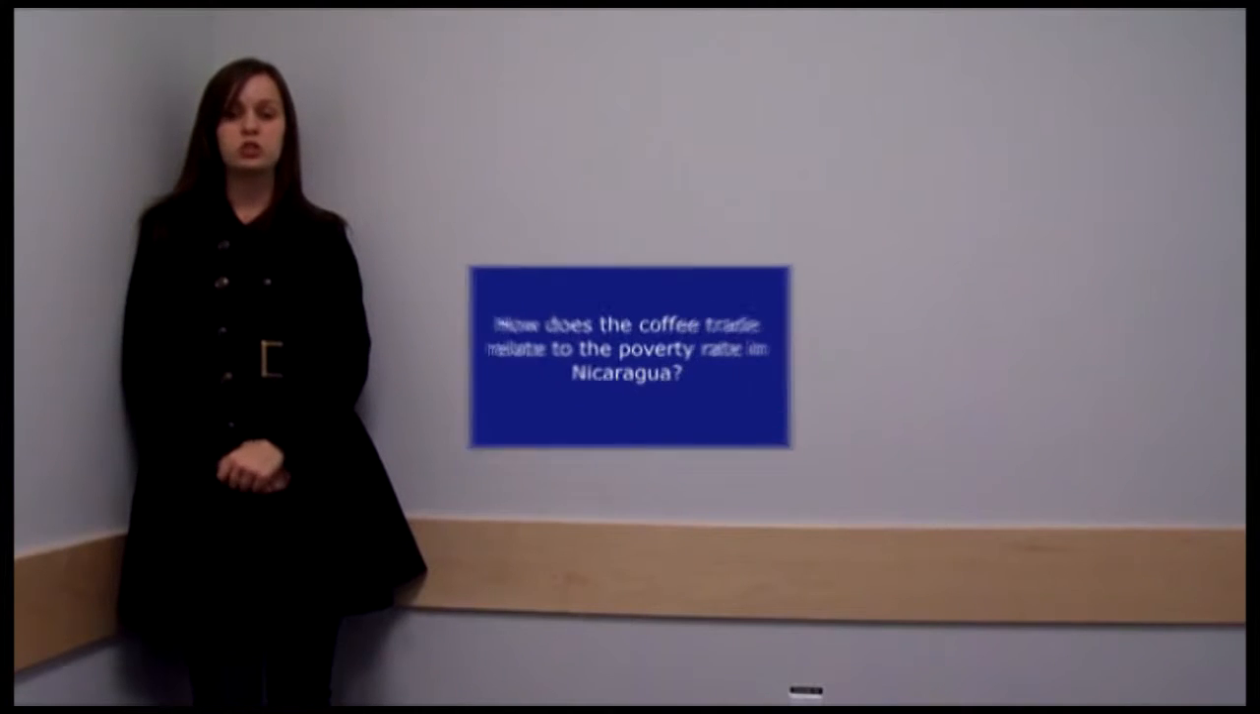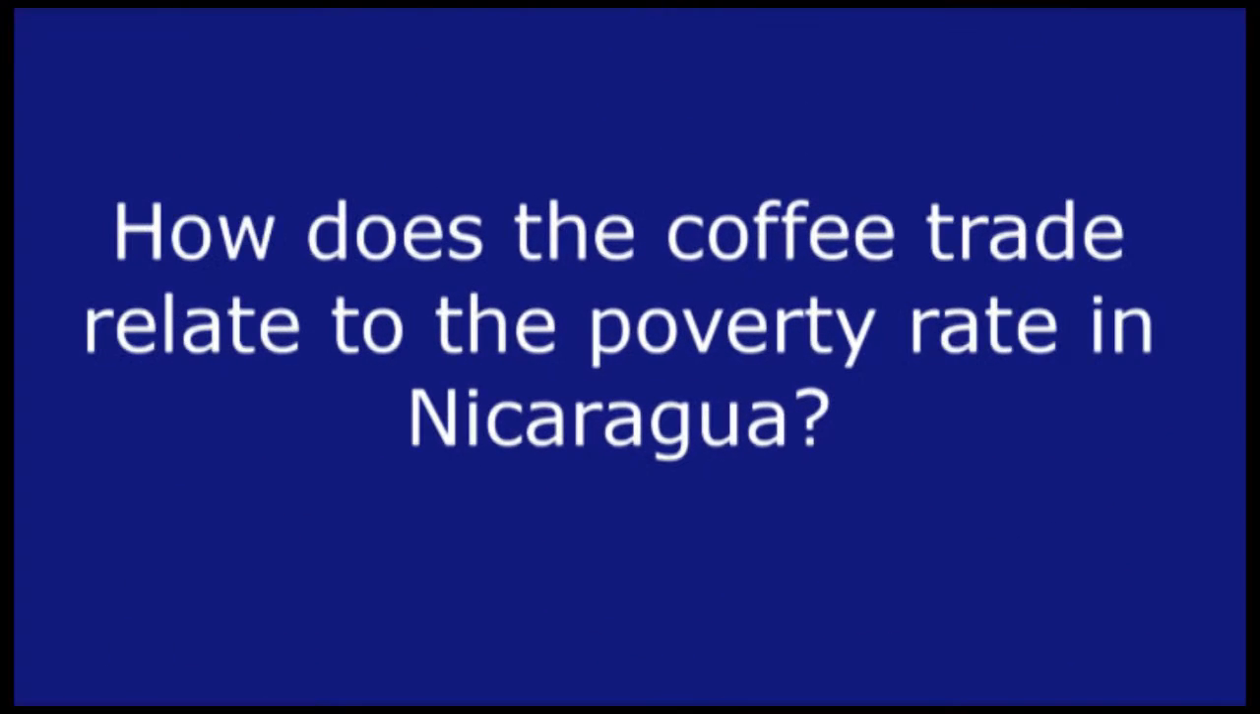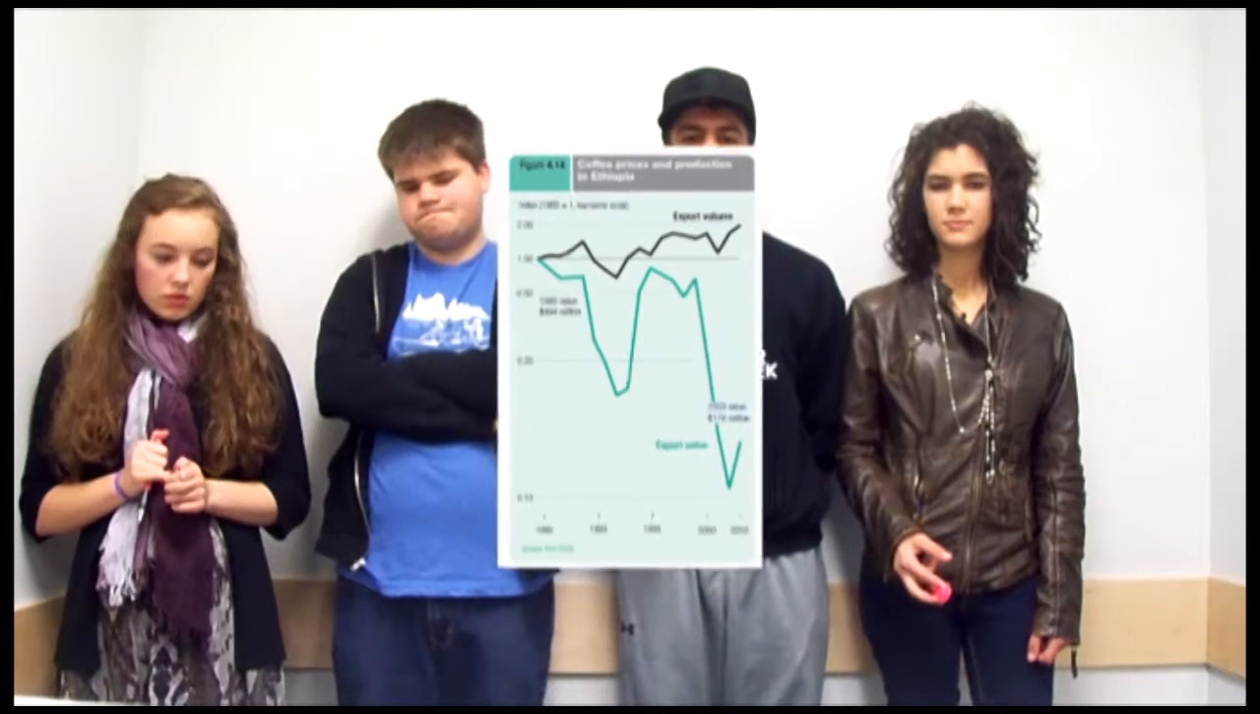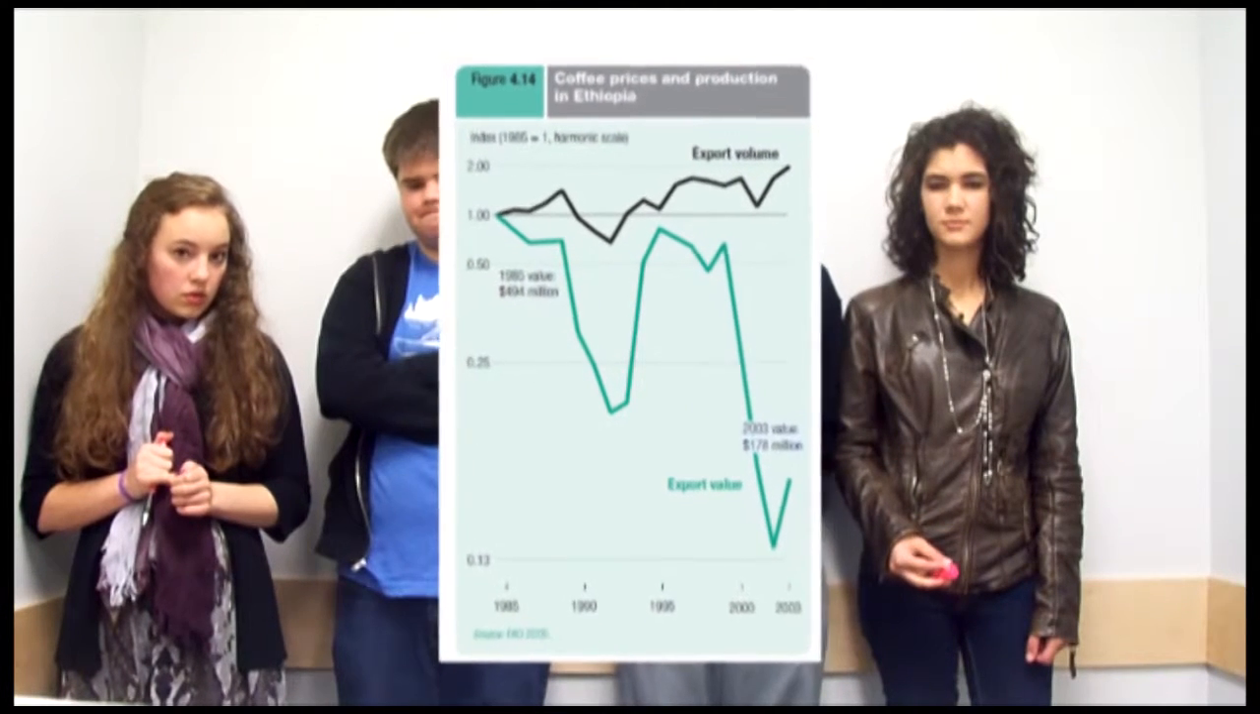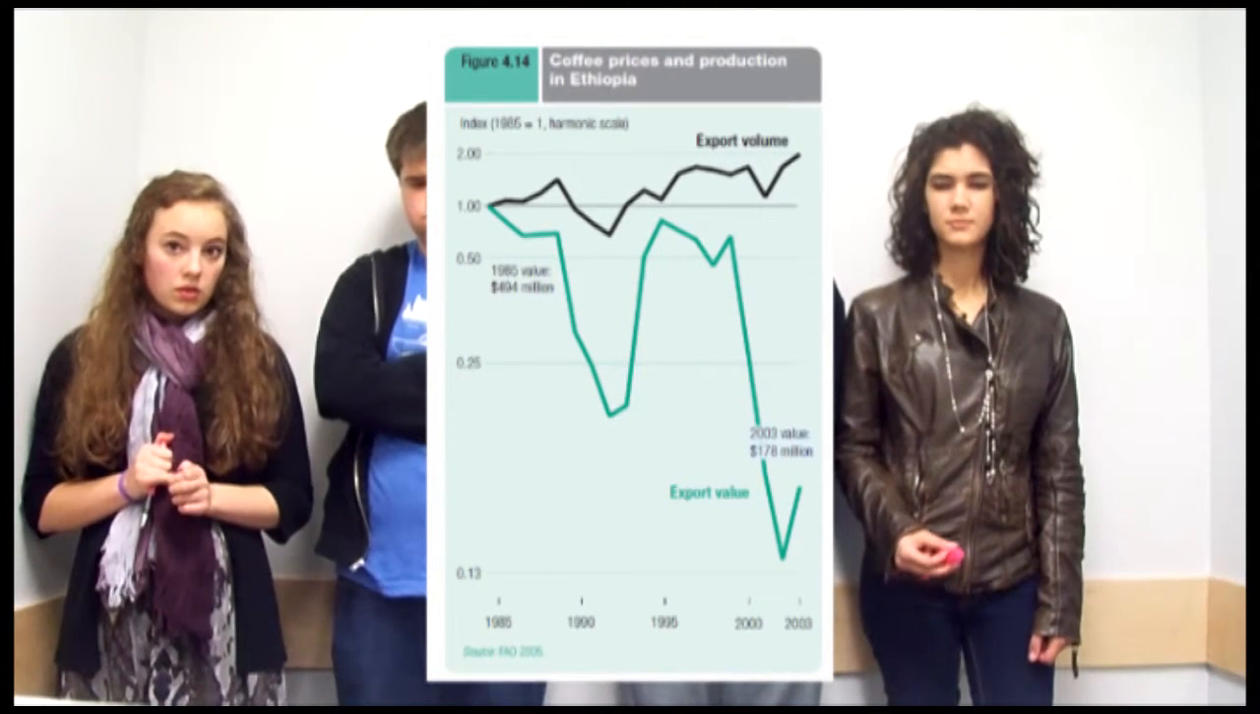The question for $600 is, how does the coffee trade relate to the poverty rate in Nicaragua? 20 million households in Africa are affected by the coffee trade and its unfavorable distribution of wealth. From 1998 to 2001, the poverty rate in Nicaragua went up for coffee-producing households and the school enrollment went down. For non-coffee producing households, the opposite happened.